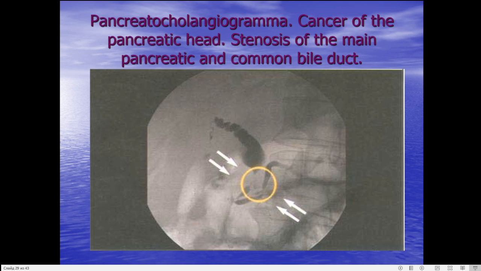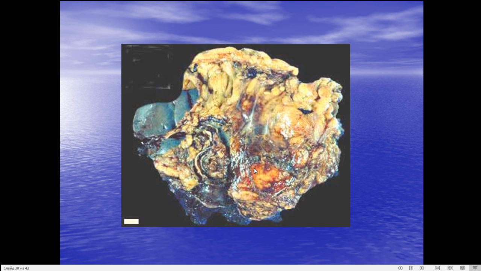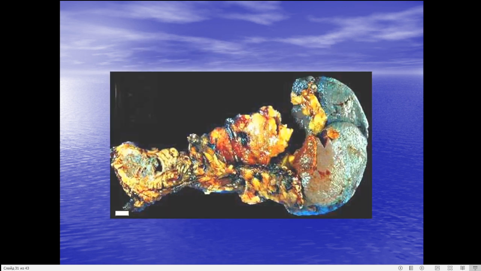Pancreatic cholangiogram, cancer of the pancreatic head, stenosis of the main pancreatic and common bile duct. That here is blocked. What is the cancer? Here is blocked. No. Cancer of pancreas.